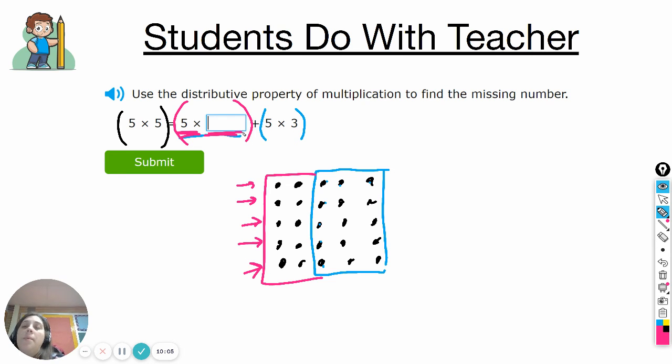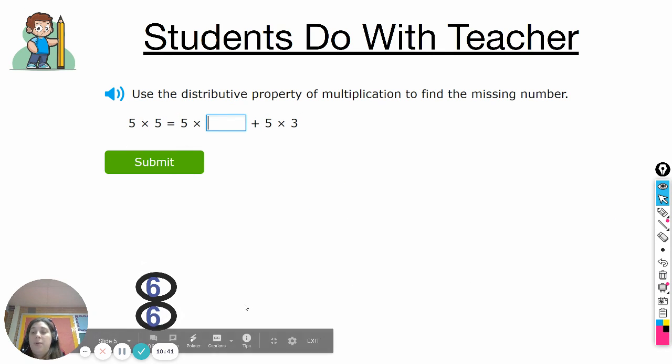But 5 rows of what? There's 1, 2. 2 in each row. So 5 rows of 2. So if you look at that all together, our answer was 5 rows of 5. And to make that, we had to have 5 rows of 2, which is in the pink, plus 5 rows of 3, which is in the blue. When you put them all together, you have a big array that's 5 rows of 5. Okay, go ahead and erase, and we've got one more example.